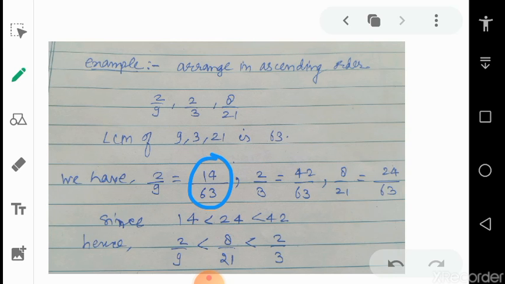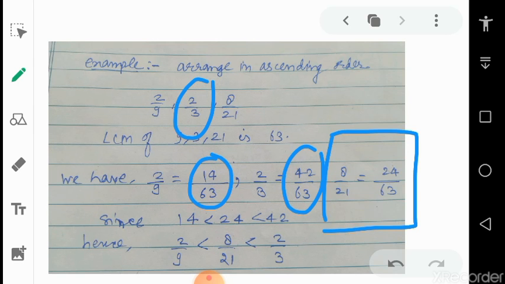Second fraction is 2 upon 3. Now the denominator 3 is converted into 63, so the whole fraction is multiplied by 21. We get 42 upon 63. Again, the last fraction is 8 upon 21. So here, as you can see, 21 will be multiplied by 3 to get 63, and the whole fraction is multiplied by 3 upon 3.